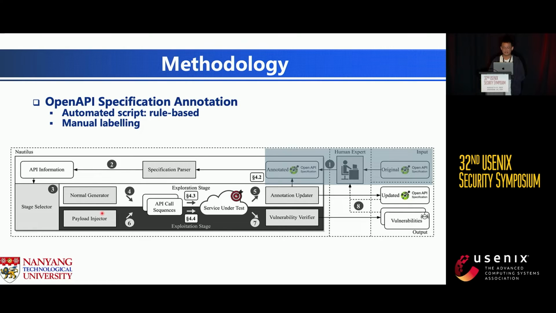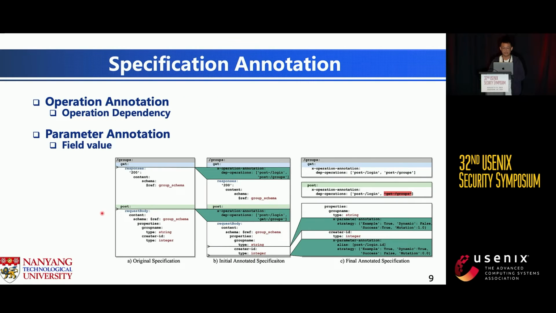Well, in the first stage, the authors annotated the RESTful API documentation. Their annotation approach combines both human efforts and automated rule-based methods. Well, specifically, 2 levels of annotations are added to the document.